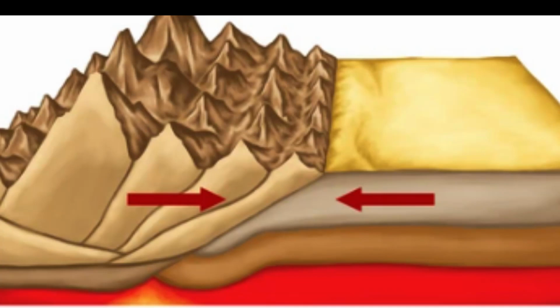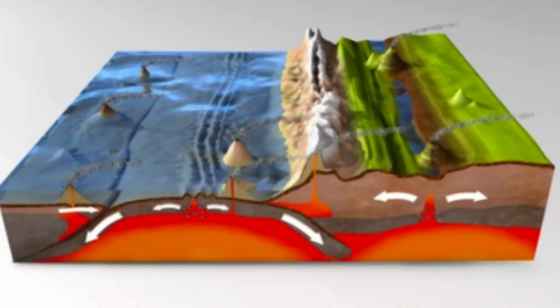Transform boundaries. When plates slide past each other, it creates a transform boundary, where the plates grind against each other, creating earthquakes. The San Andreas Fault in California is an example of a transform boundary. These interactions between the plates cause geological phenomena such as earthquakes, volcanic eruptions, mountain building, and the formation of ocean basins.